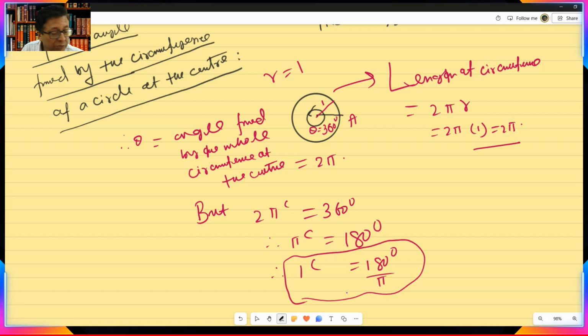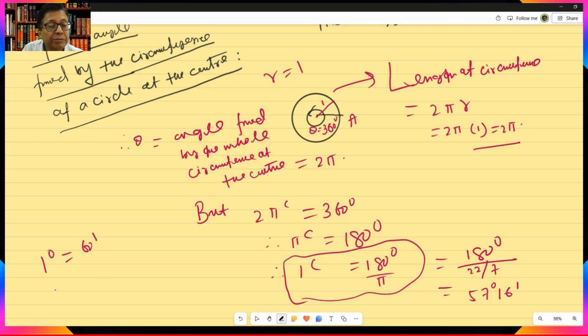Okay? If you put the value of pi as 22 by 7, or 3.14, its value is approximately 57 degrees 16 minutes. In degree measure, 1 degree equal to 60 minutes, and 1 minute equal to 60 seconds.